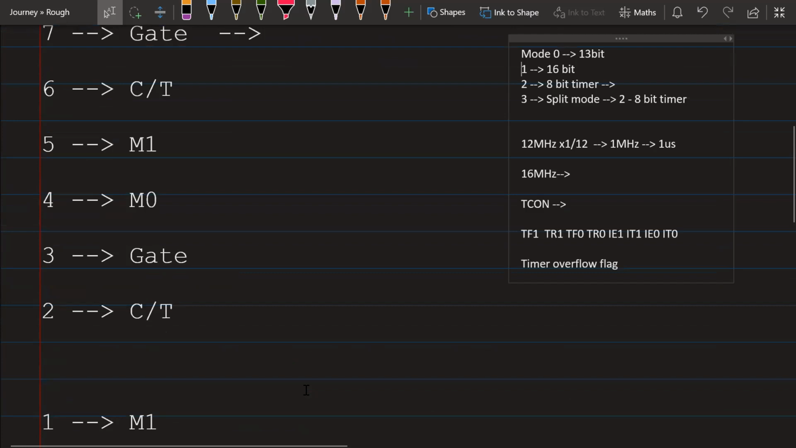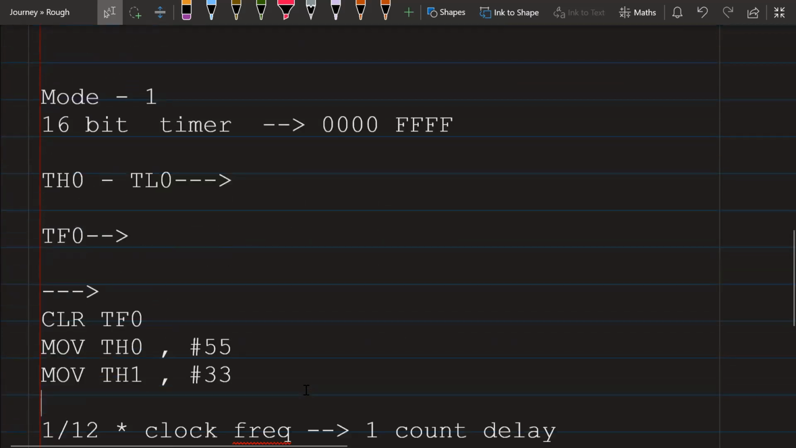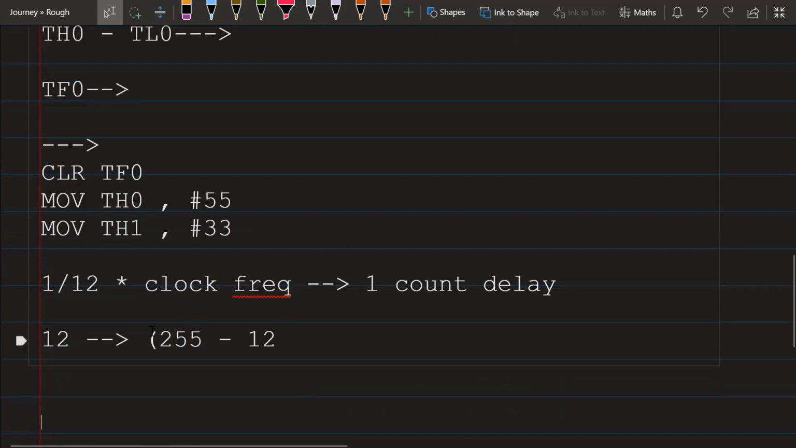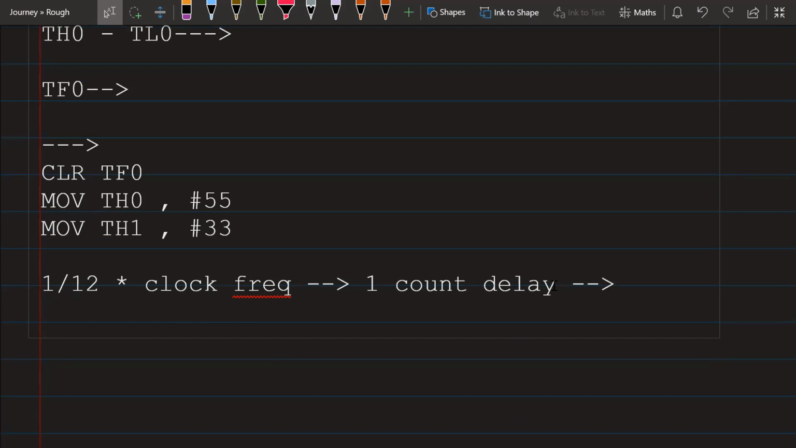I didn't understand, sir. Okay. Now, 1 by 12 into clock frequency, and you have to invert it, so you will get the time of one cycle, one count. For 12 MHz we found 1 microsecond, right? So now if someone asks you for a 12 microsecond delay, then I need 12 such counts. Correct. This much you are clear? Yes, sir.